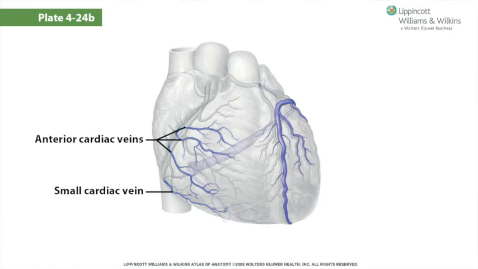Several anterior cardiac veins drain directly from the anterior wall of the right ventricle into the right atrium. Additionally, there are numerous venae cordis minimae, or Thebesian veins, that originate in the walls of the heart and drain directly into all four chambers.